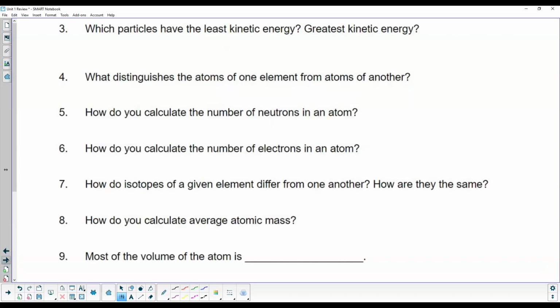Which particles have the least kinetic energy? That's going to be the particles in a solid, okay, because they're just kind of sitting there. The greatest, that's the gas. And remember, when we're talking about kinetic, that's moving around.